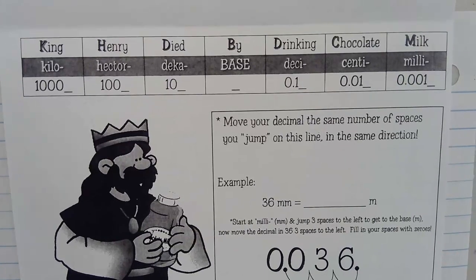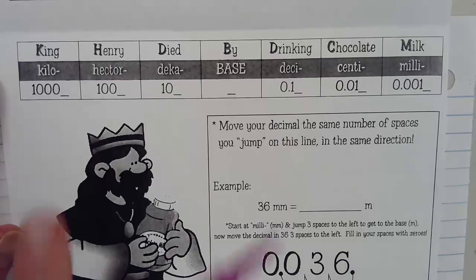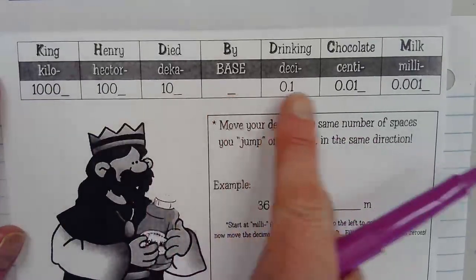Okay, the video talked about metric and how everything is based on a power of 10. So everything is the same numbers of ones and zeros. You're just moving that decimal. So a lot easier than customary. You don't have to remember different numbers and what they equal. You just need to remember that King Henry died by drinking chocolate milk.